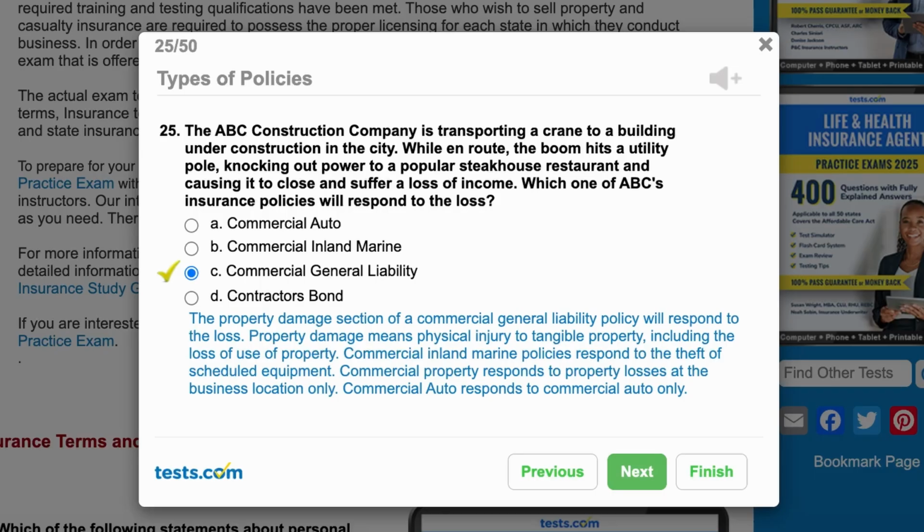The property damage section of a commercial general liability policy will respond to the loss. Property damage means physical injury to tangible property, including the loss of use of property. Commercial inland marine policies respond to the theft of scheduled equipment. Commercial property responds to property losses at the business location only. Commercial auto responds to commercial auto only.